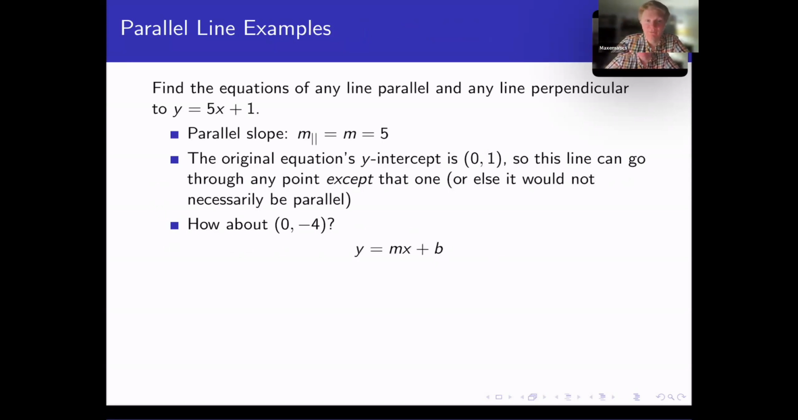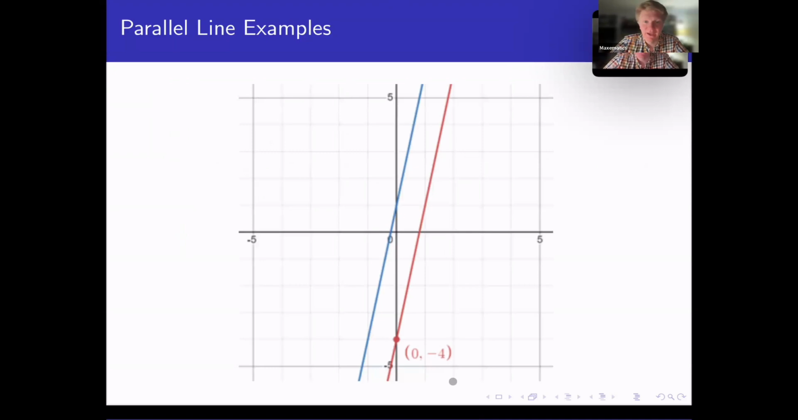Well, y equals mx plus b. Plug in m, x, and y. So b is just -4. y equals 5x minus 4. That's it. You have the slope. We found some other random y-intercept. And there we go. Not so bad.